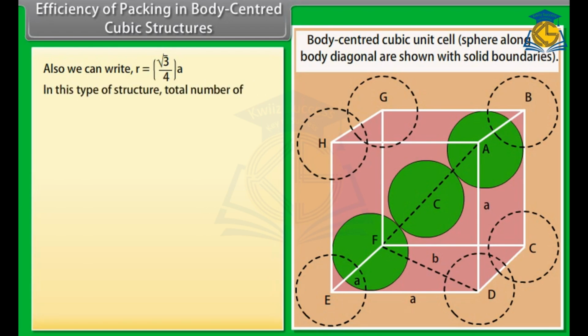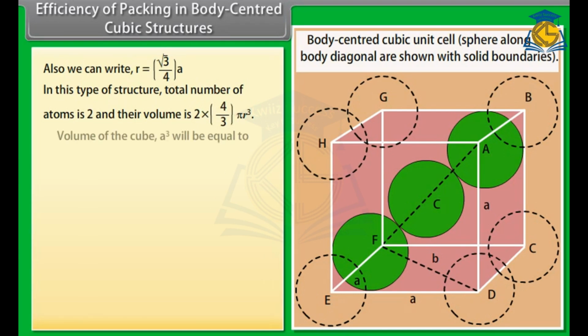In this type of structure, the total number of atoms is 2 and their volume is 2 into 4 upon 3 pi r cube. Volume of the cube, a cube, will be equal to 4 upon square root 3 r cube, or a cube equals 4 upon square root 3 r cube.